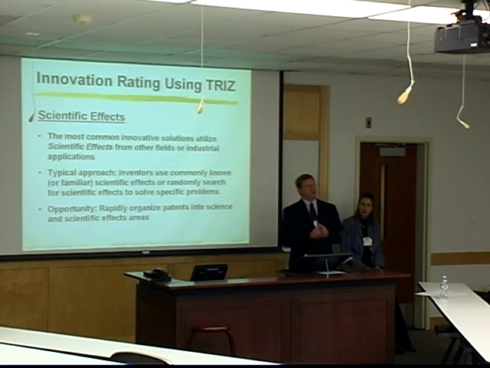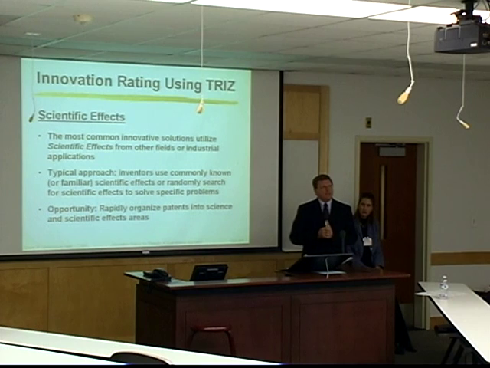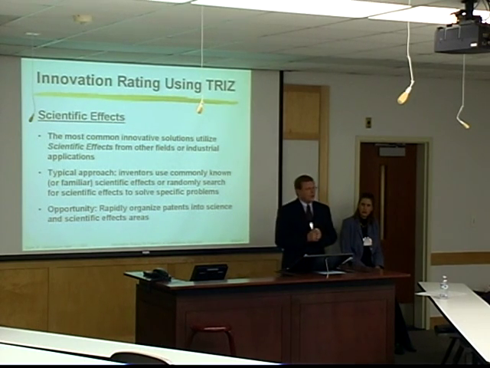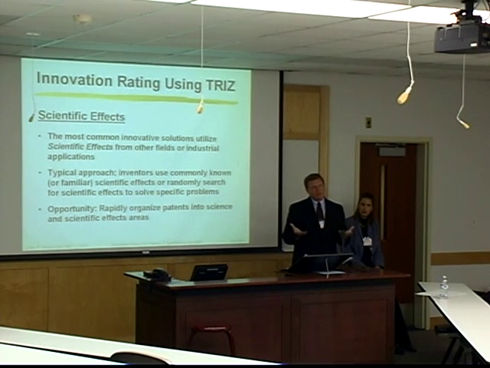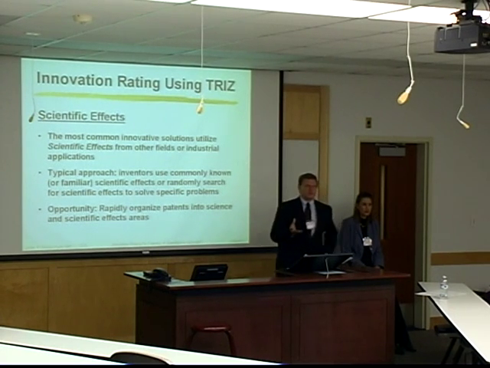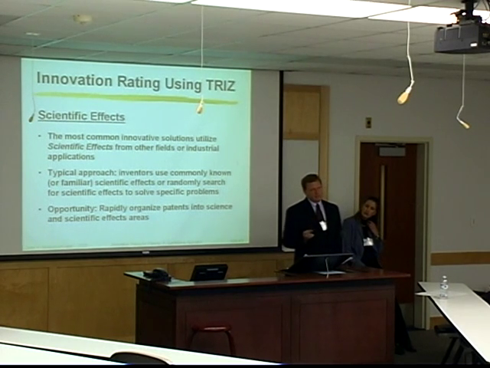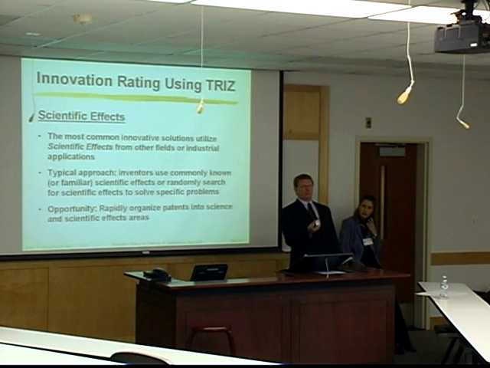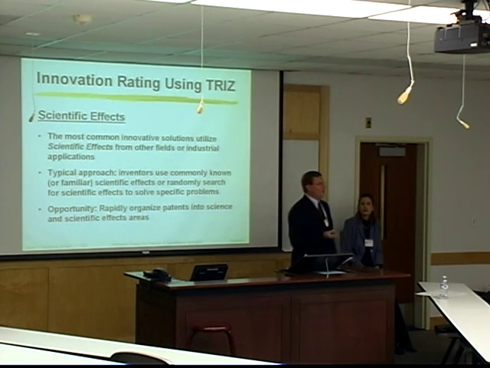So going back to that physical contradiction, I need it to be small, I need it to be large. They identified a scientific effect that was outside of their field. It was common in the electronics field, and it was called shape memory metal or nitinol. It's a combination of nickel and titanium, a certain combination such that at a certain temperature, it will remember a shape. You teach it the shape at a given temperature. Let's say body temperature is the shape that you want it to deploy. At a lower temperature, it goes back to a different shape.